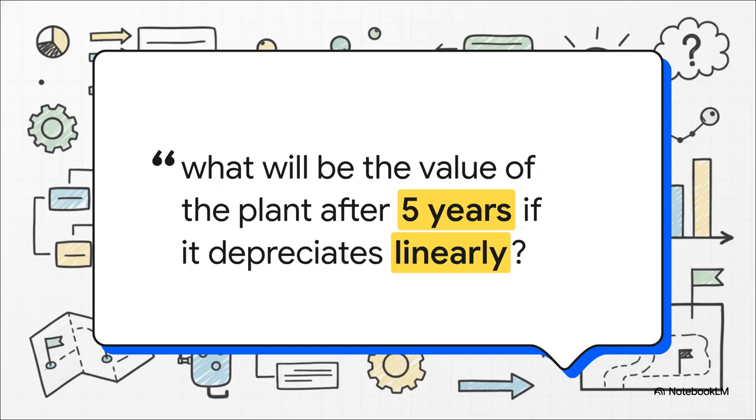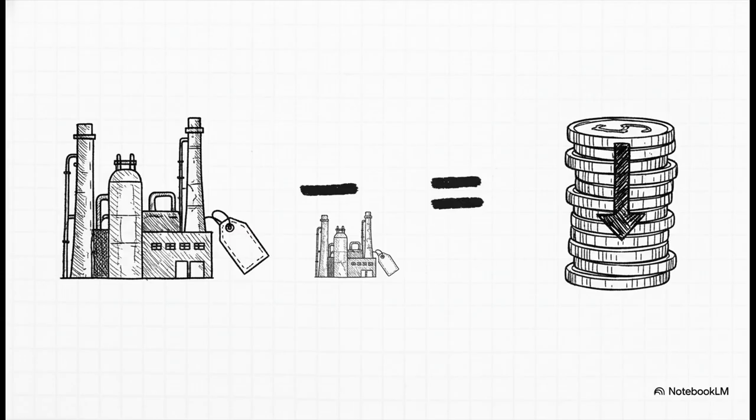Now, the guide calls this a remembering and understanding question because it's really just about applying a standard formula and process. The key is breaking it down. Okay, step 1. Let's find the total depreciation over the plant's entire life. We just take the original price, $500 million, and subtract the final salvage value of $50 million. Simple enough, right? That gives us $450 million in total value lost over those 15 years.